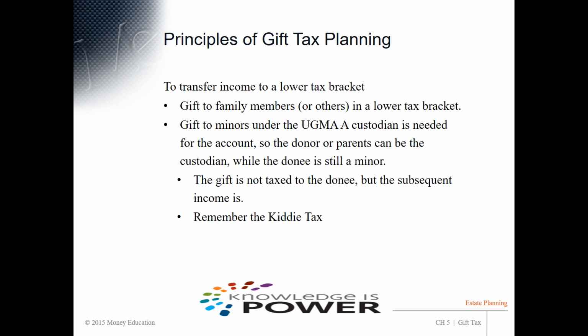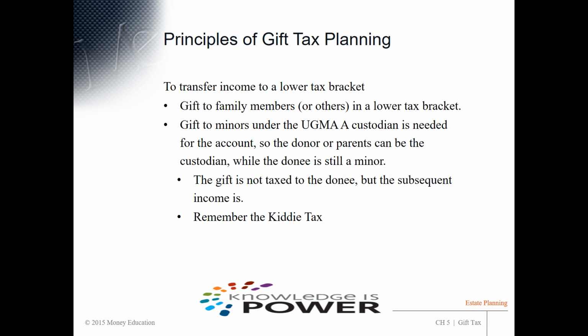Now, gifts to minors under the UGMA, which is the Uniform Gift to Minors Act, you probably don't want to give it directly to them, right? You want to put it in kind of a trust, and this is a really simple thing to set up. Now, you need a custodian for the account, so the donor or the parents can be the custodian. You, the giver, can be a custodian, while the donee is still a minor. So remember that the gift is not going to be taxed to the donee, but subsequent income is, which is what you wanted because the minor is in a lower income tax bracket than the donor.